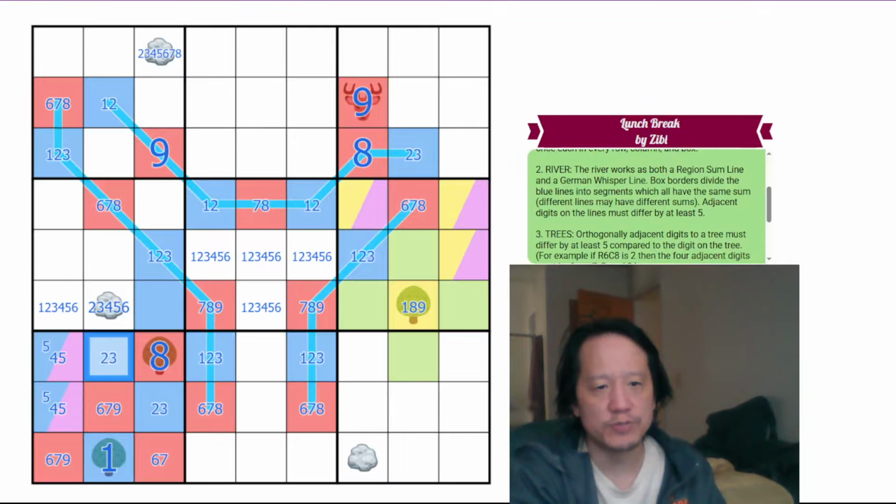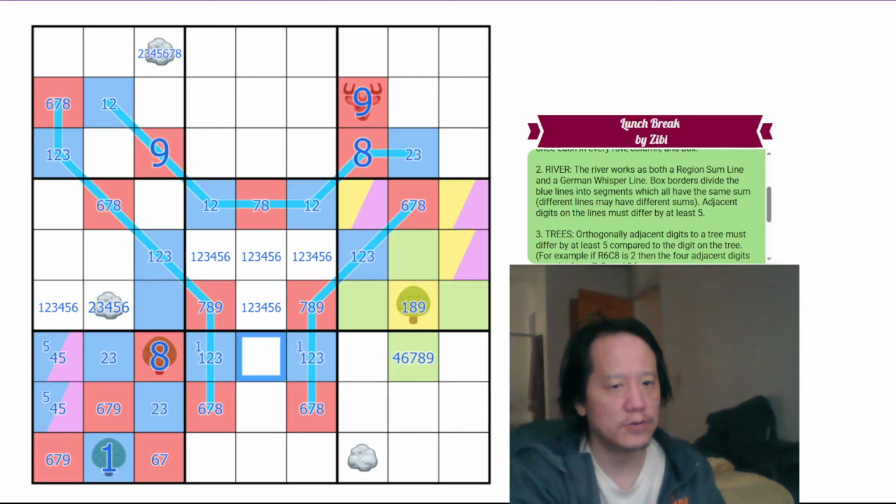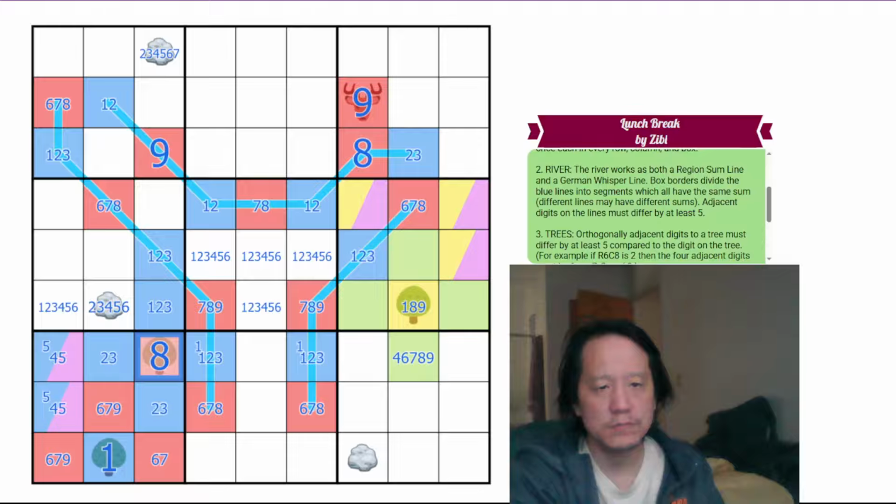We also have a 1, 2, 3 triplet now in row 7, which eliminates 1, 2, 3 in the rest of the row. So this could technically be a 4 still. So it's either 4, 6, 7, 8, 9 there. 5 away from 8 is 1, 2, or 3. This can't be 8 here. This 1, 2 pair in box 5 eliminates 1, 2 in the rest of the box.